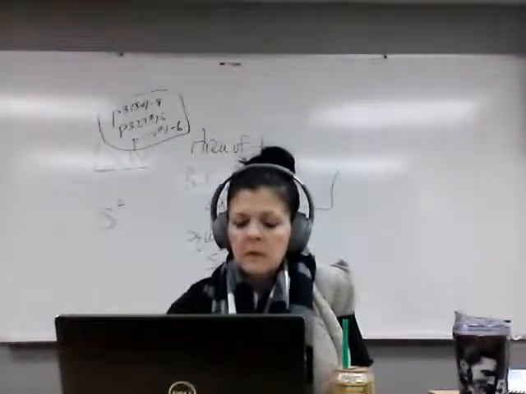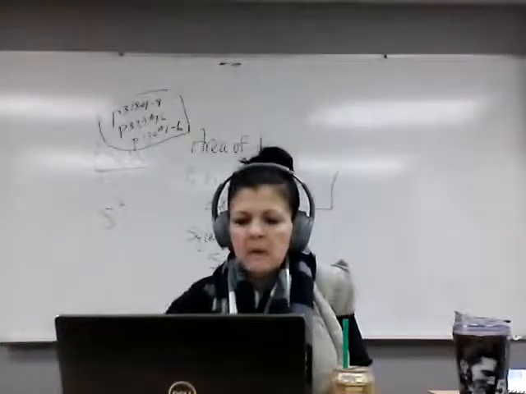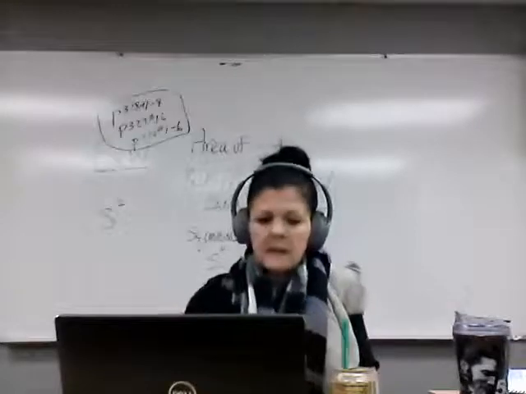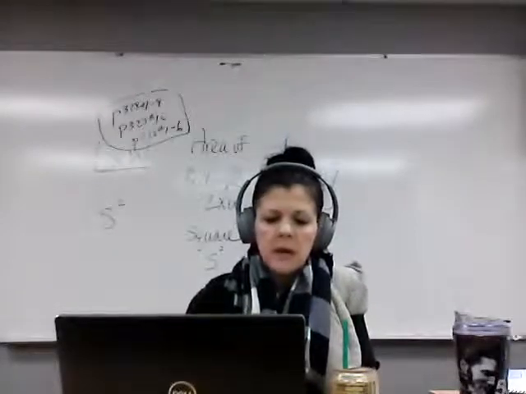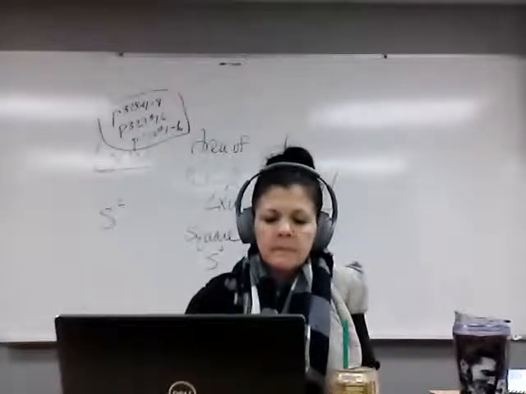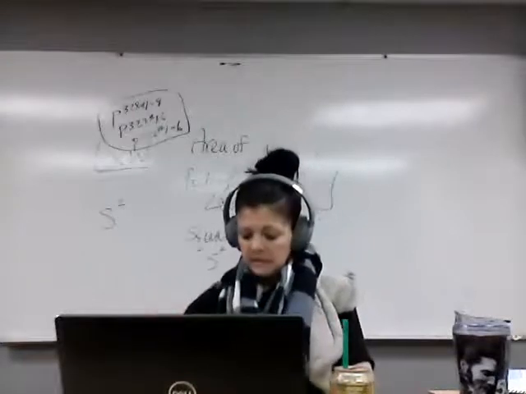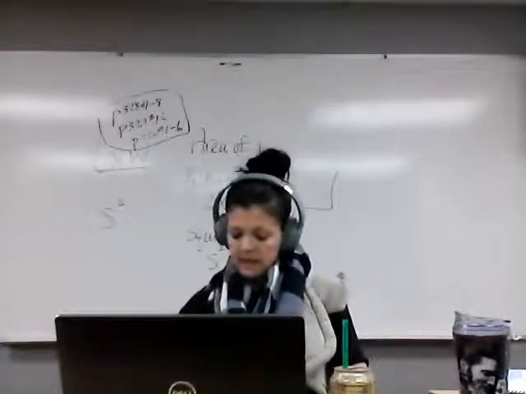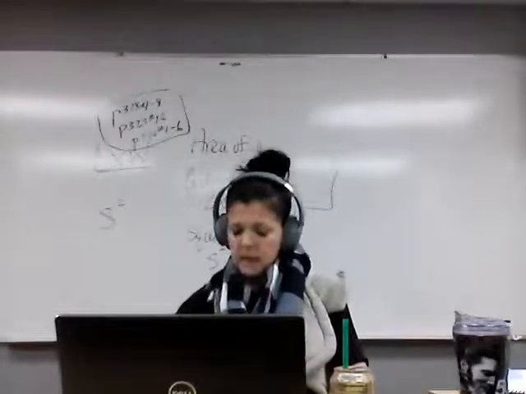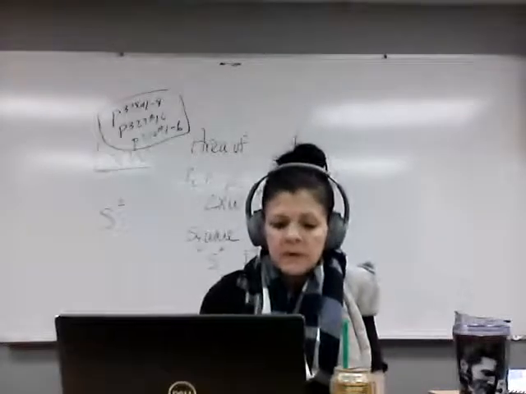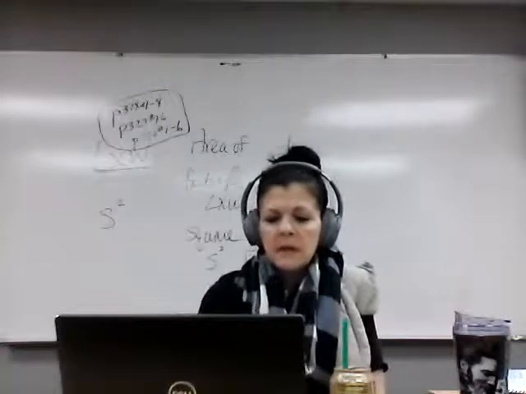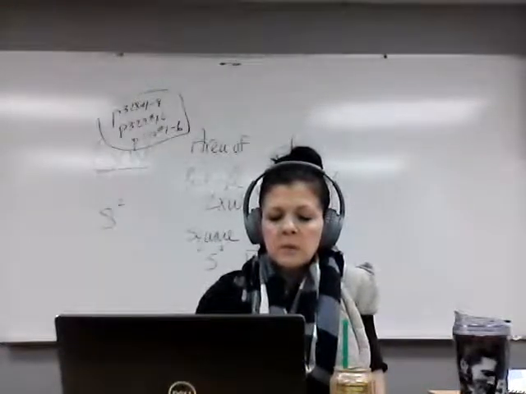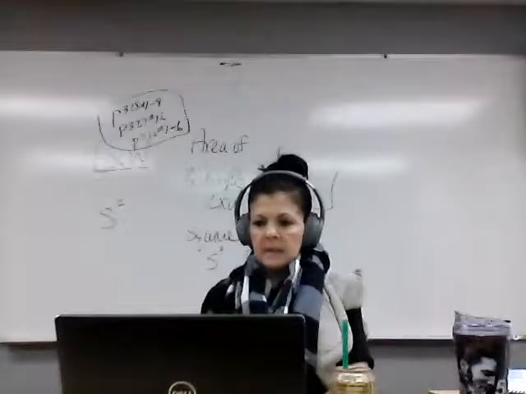3,604, good. So that's your lateral. Now we're going to find surface. So the surface area is L plus 2 times the base, the area of the base, right? So how do you find an area for a trapezoid? Well, let's fill this in first. Our lateral was 3,604 plus 2 times the base.